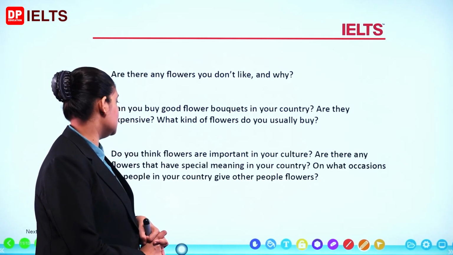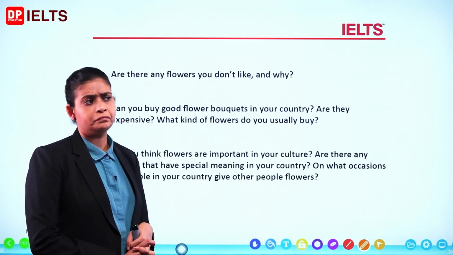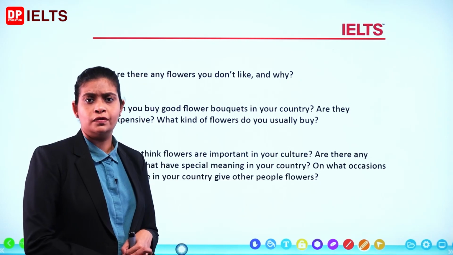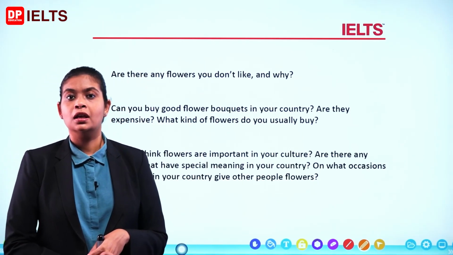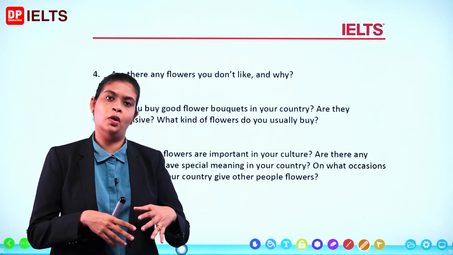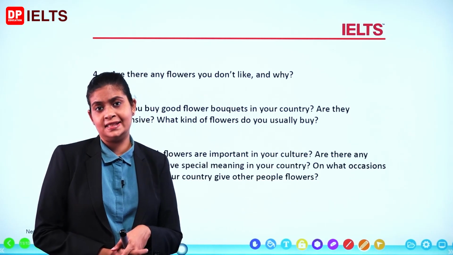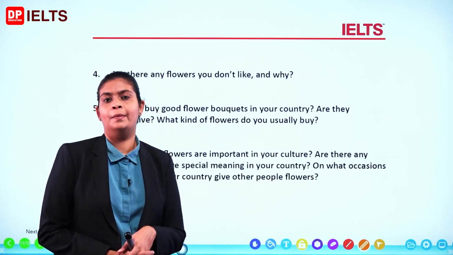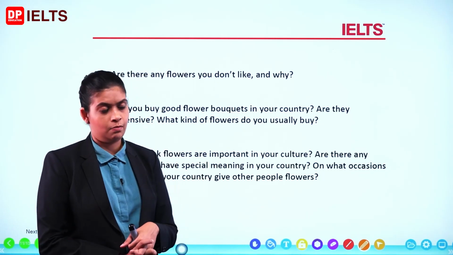Are there any flowers that have special meanings in your country? I would say yes. Red roses are given for passion, love, lust. Carnations or, you know, white roses are usually for sorrow when there's a death. So, I think some flowers have meanings, not all, but some do.